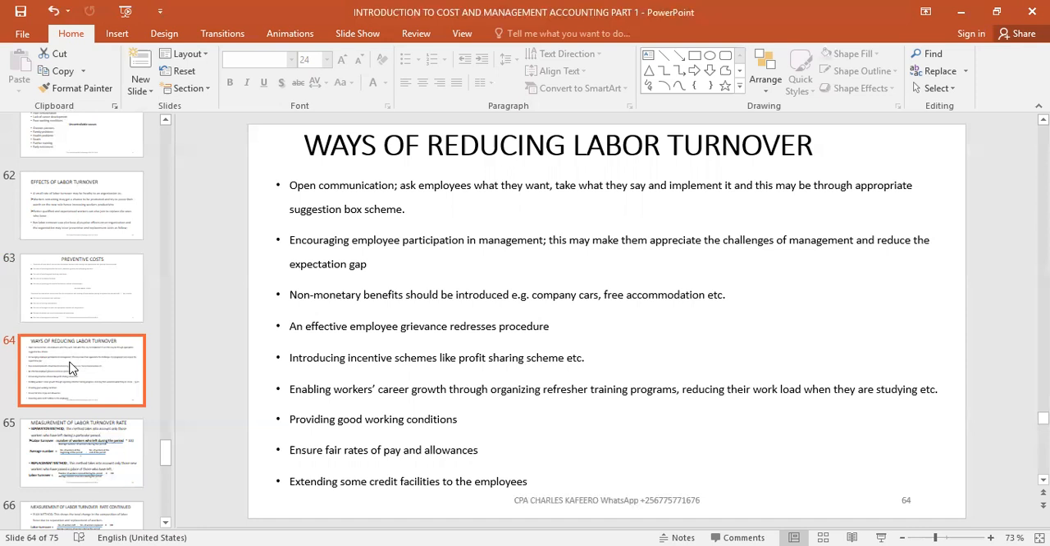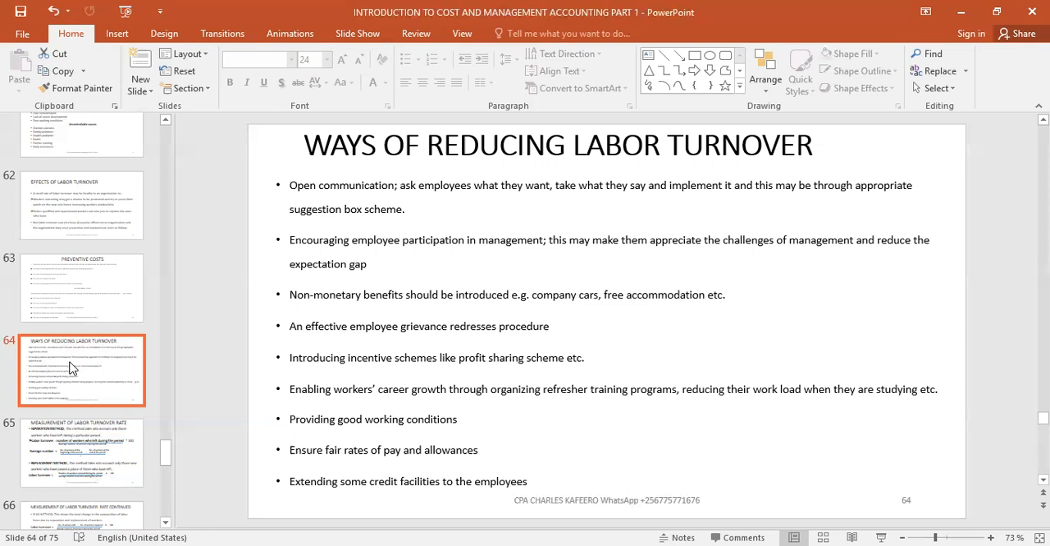The second one, we can talk about engaging employees or encouraging employees to participate in the management. When you encourage someone to be part of, let's say, the management meeting, you may find that people will not even argue that they want more salary, because they will find out from the meeting that what the company is going through is complicated to the extent that they cannot even demand a salary increment.